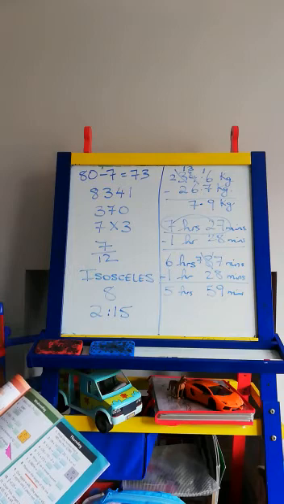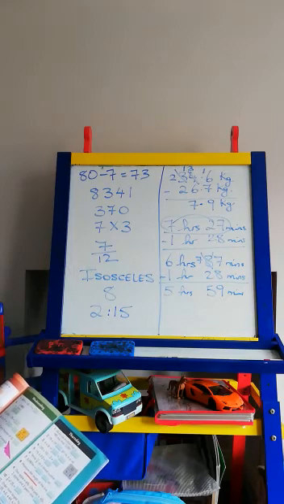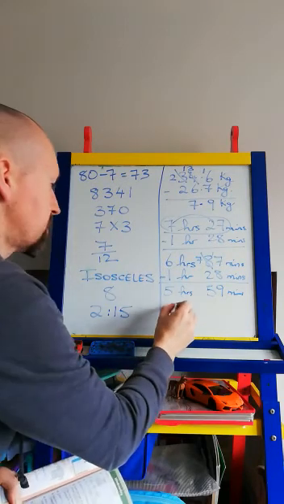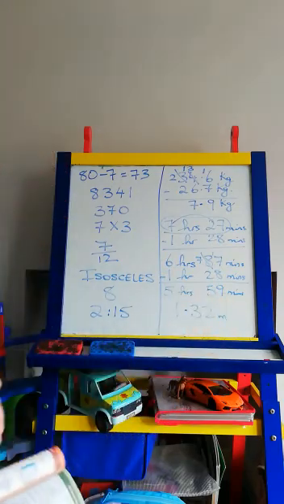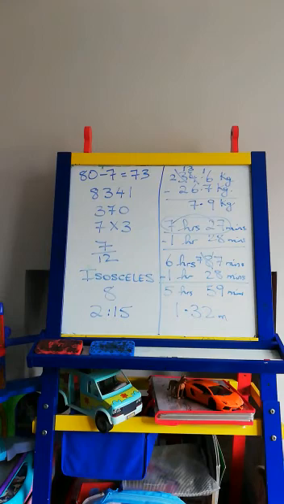Question 12, write 132 centimetres as a decimal. Well, that's easy, it's going to be 1.32 metres, because there's 100 centimetres in a metre. 1.32 metres. So that's 1 to 12.